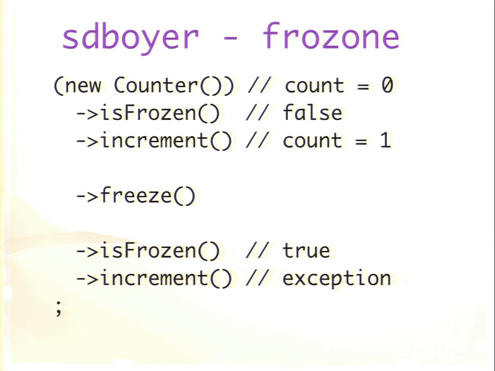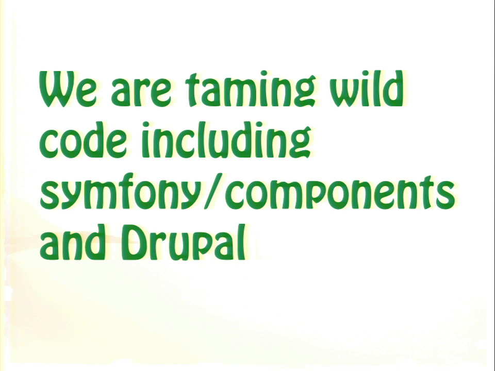This is Frozen. Basically, if you have a counter class, you can freeze it. It's not frozen, you increment it, and it does increment from 0 to 1. Then you freeze it, and then you try to increment it, and you get an exception. All right, so we're getting close.